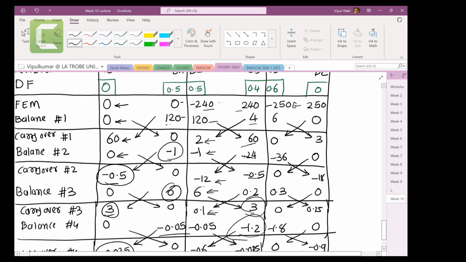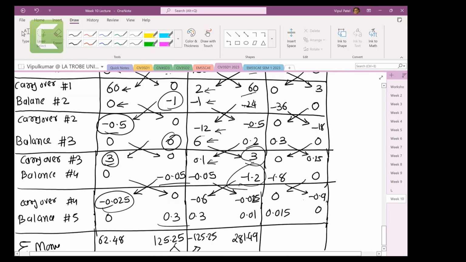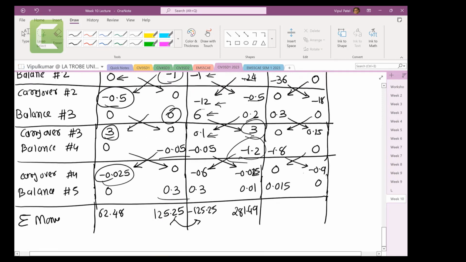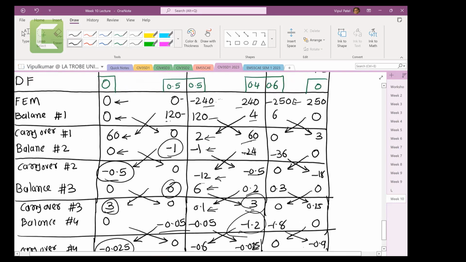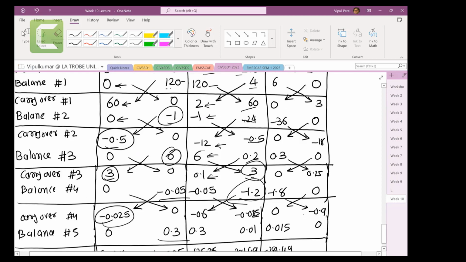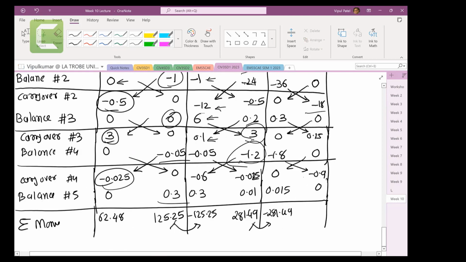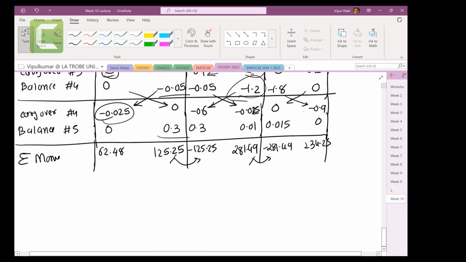Then you start here, minus 250, and you go all the way down: 6 minus 36 plus 0.3 minus 1.8 plus 0.015. You get minus 2. I'm very happy that my numbers are shaping up. And finally, 250 plus 3 minus 18 plus 0.15 minus 0.9. You get 234.25. So that is your answer, the end moments.